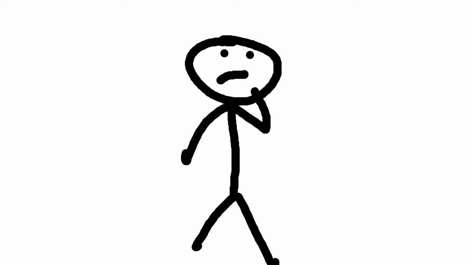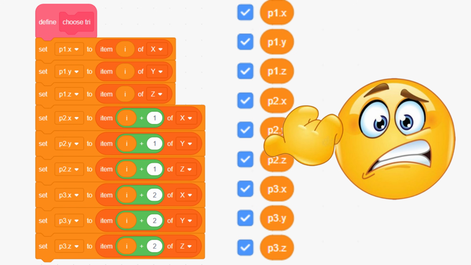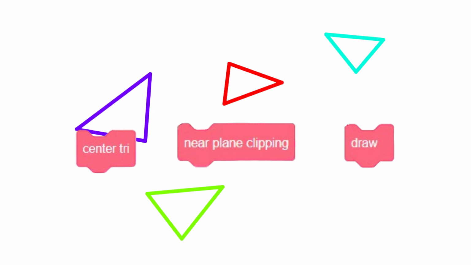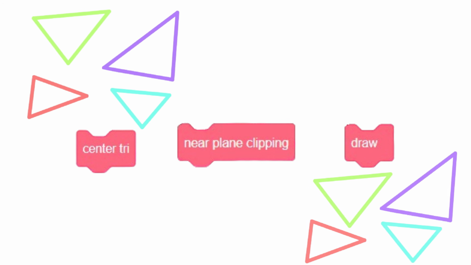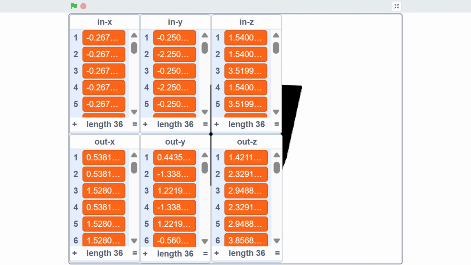But now I have 9 separate variables just to describe the points. And well, I don't like how yucky it looks. So instead of looking at a single triangle at a time, let's do each step with every triangle before moving on to the next. We can make a list for the input and output positions of all the points.